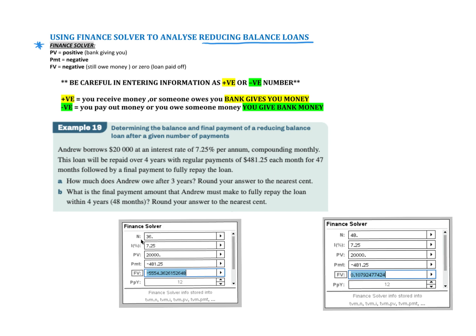Andrew borrows $20,000 at an interest rate of 7.25% per annum. Because he borrows, that's a positive PV, and the interest rate of 7.25% per annum, that's my I, and it says compounding monthly. That's told me that PPY is 12, and this loan will be repaid over 4 years. So they're telling you how long this loan's going to go for. It's going to go for 4 years at monthly payments, and he's going to make regular payments. Because he's giving them to the bank, they will be negative PMT.